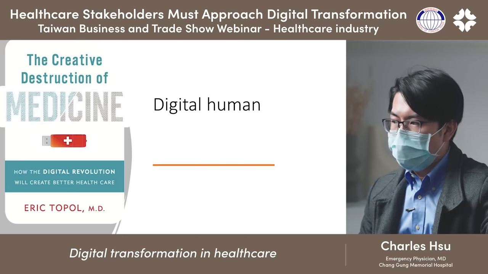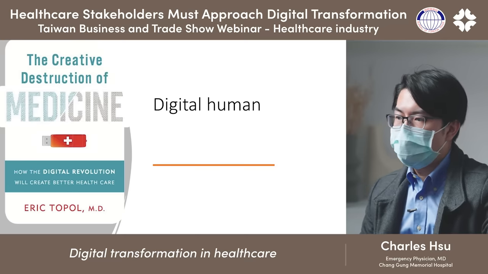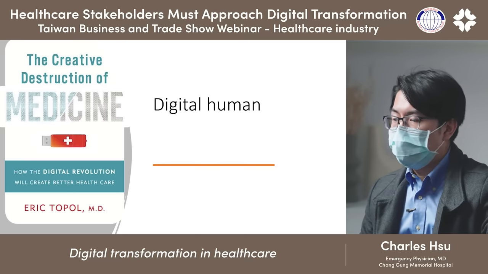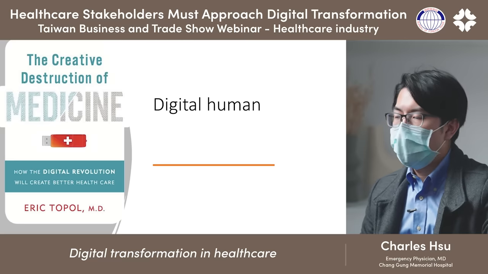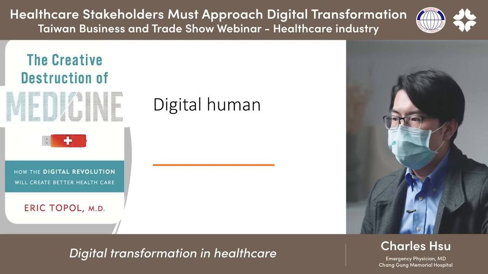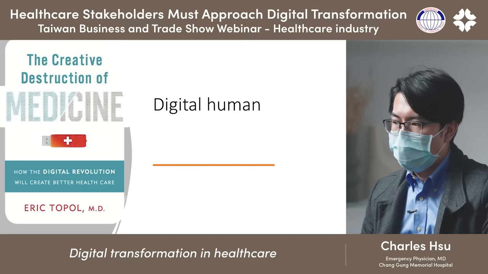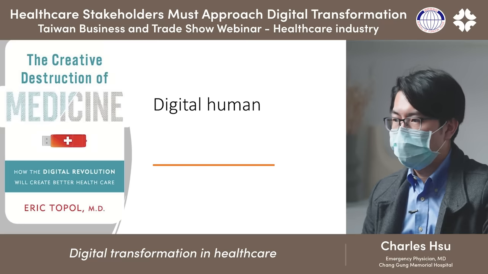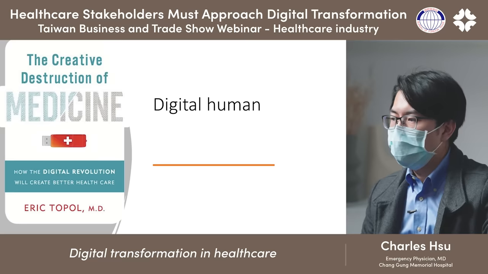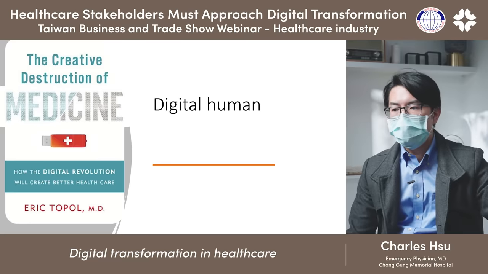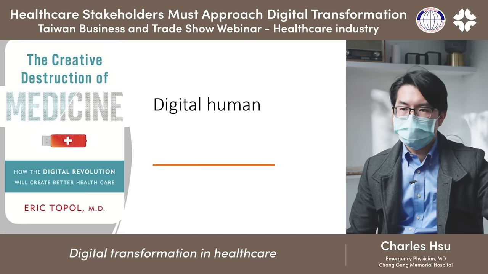What is digital health? This concept was created by Professor Eric Topol, who is a cardiologist. He wrote a book in 2012 called The Creative Destruction of Medicine. In that book, he described the concept of the digital human. He constructed the concept that every piece of data from human bodies can be transformed into binary data, which can be processed or calculated by computers. So we could use that binary data to improve healthcare more efficiently.